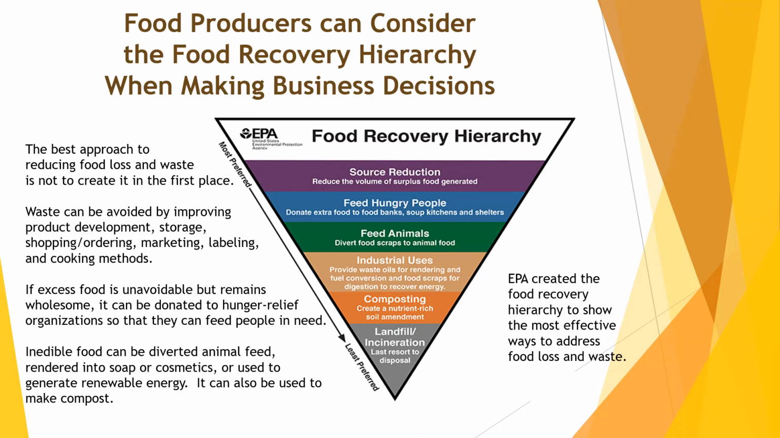If you do have excess wholesome food, the next best option is to donate your extra food to food banks, soup kitchens, and shelters. Or if you have wholesome food, another option would be to divert those food scraps to animal food. And then there's industrial uses. Industrial uses provide waste oils for rendering and fuel conversion and food scraps for digestion to recover energy, for example.